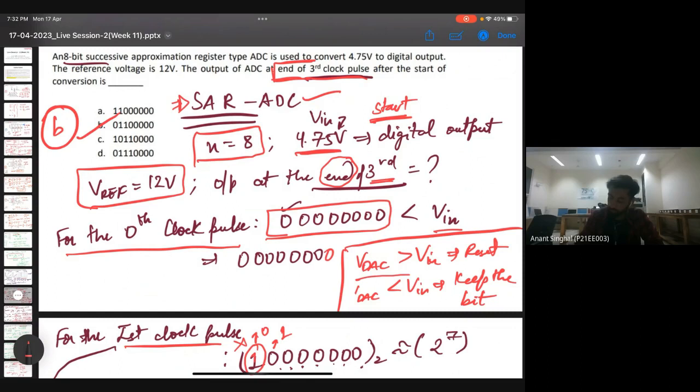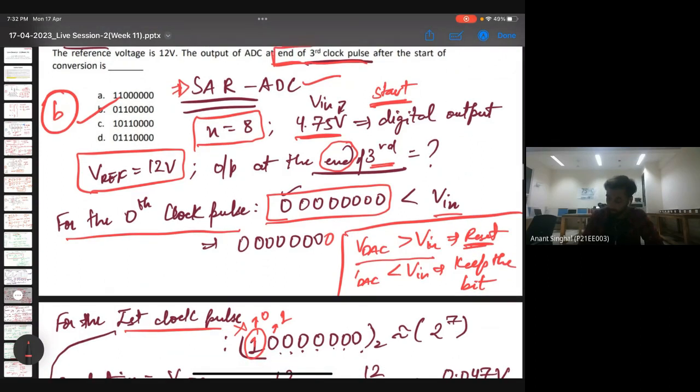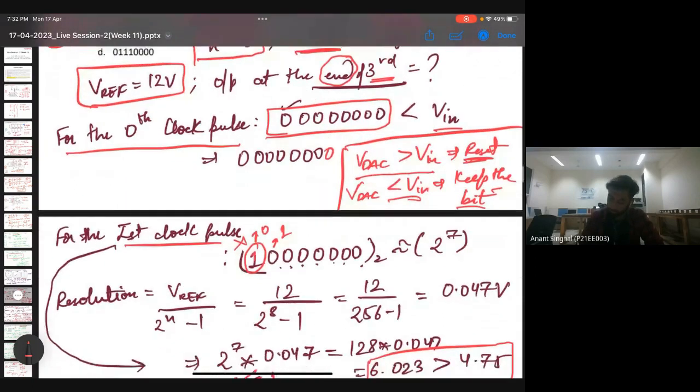This VDAC, if this is greater than Vin, then we need to reset the bit for that particular clock. And if this VDAC is less than Vin, then we'll just keep the bit as 1. So let's suppose for the first clock we have kept this one, for the second we'll take this one, and for the second this will be 1, for the third this will be 1.